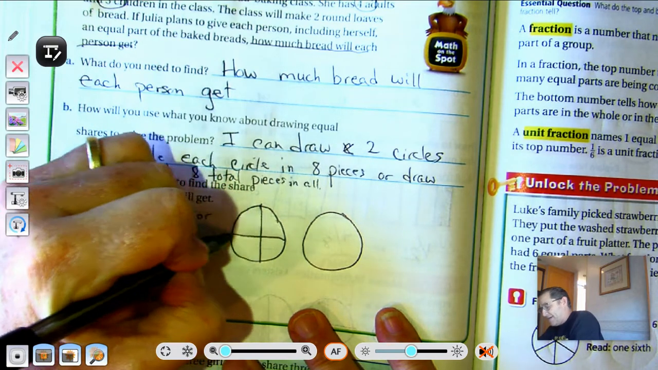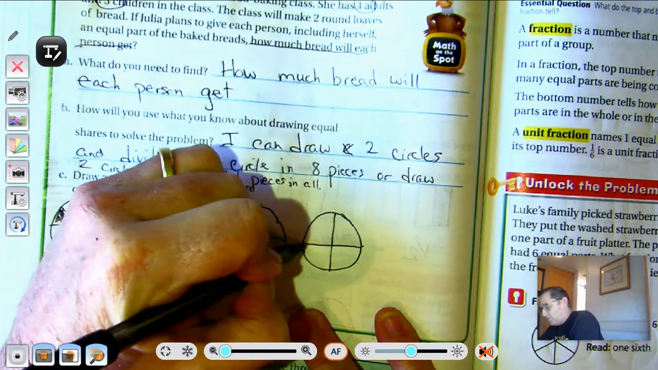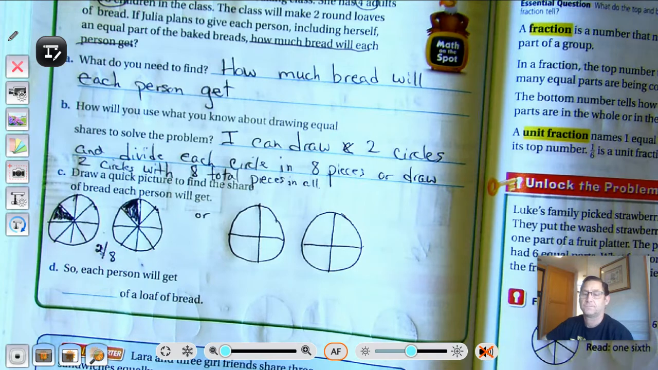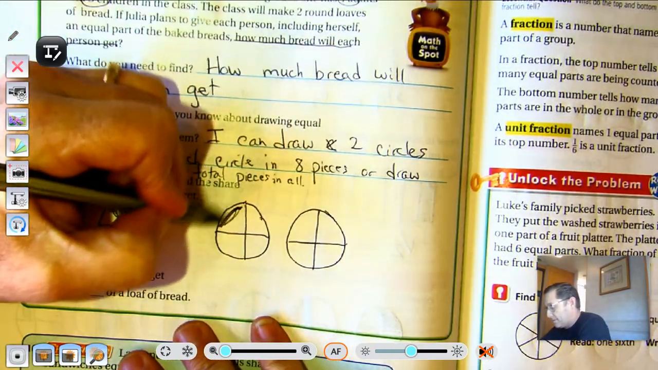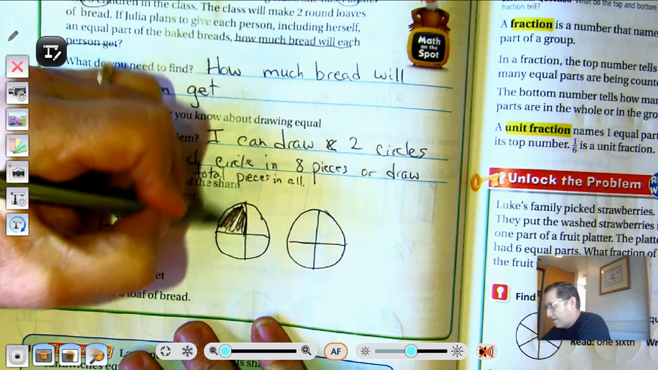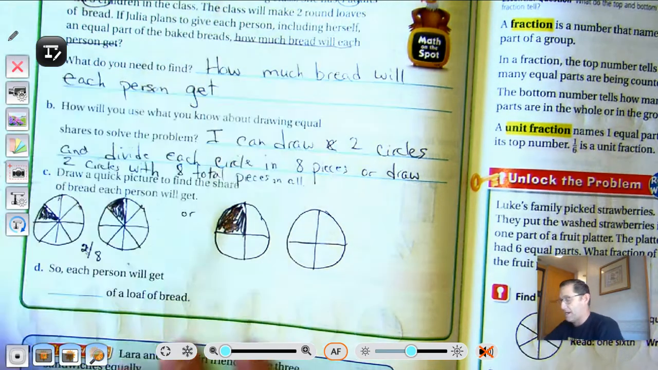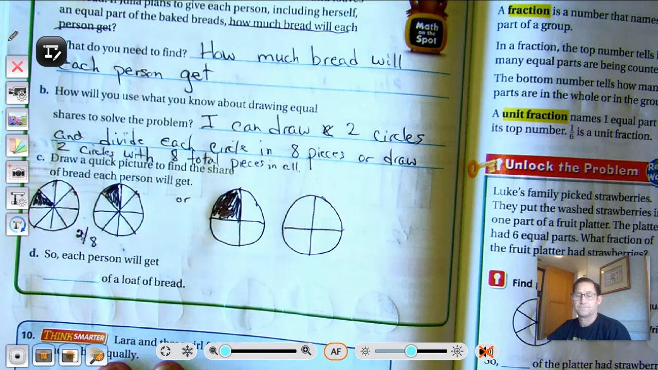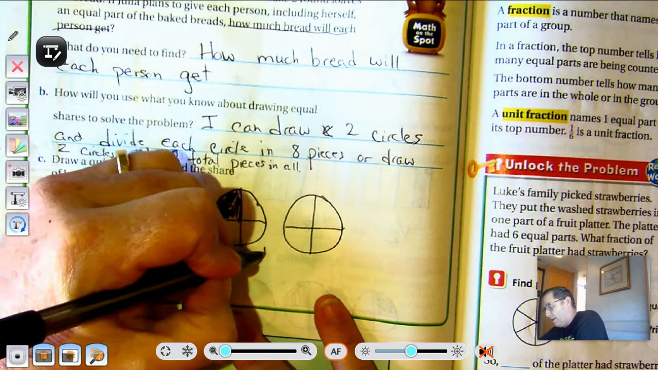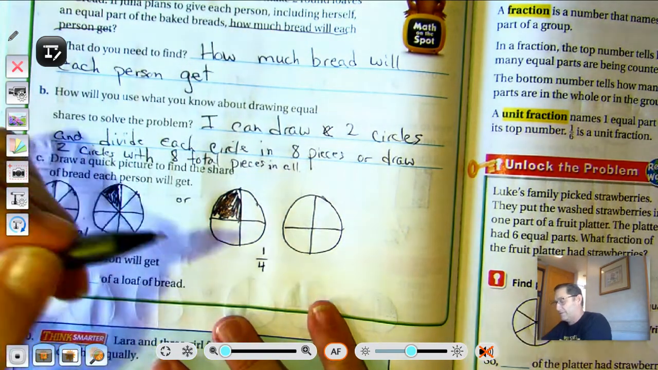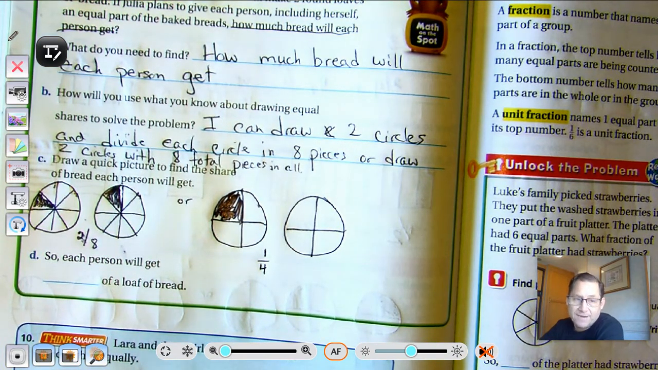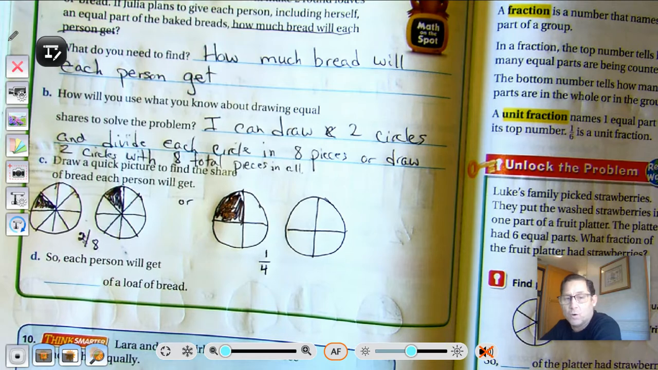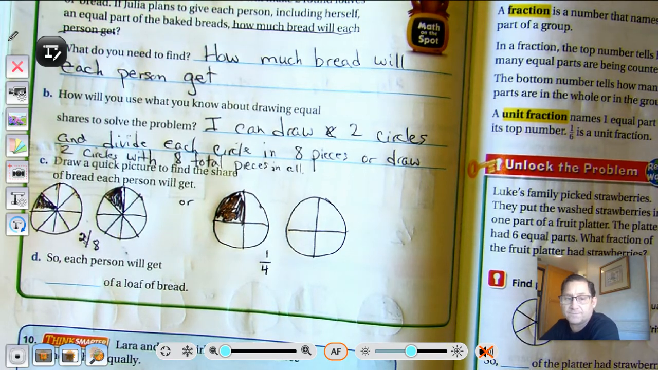Or we can take the bread and instead just make 8 total pieces. Okay? And so if we have 8 total pieces, if I was one of the 8 people, this is the part I would receive. Okay? So I would receive 1/4 of the bread. So I can either get 2/8 of the total bread or 1/4 of a loaf.